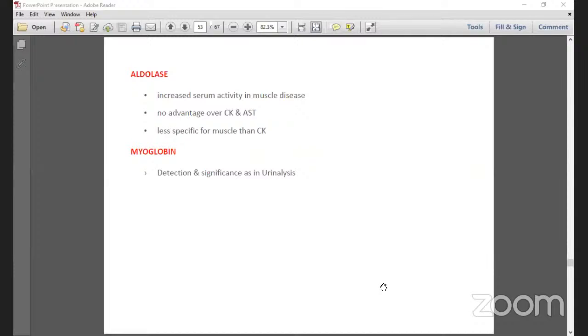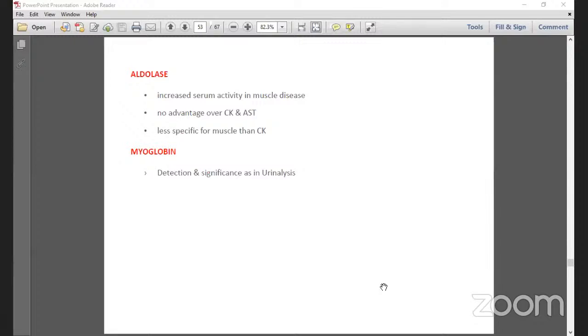Another enzyme, but less common, is the aldolase. This one also increases the serum activity in case of muscle disease, but compared to CK and AST, aldolase is less sensitive, and at the same time is also less specific for muscle disease and muscle degeneration, compared to the creatine kinase.